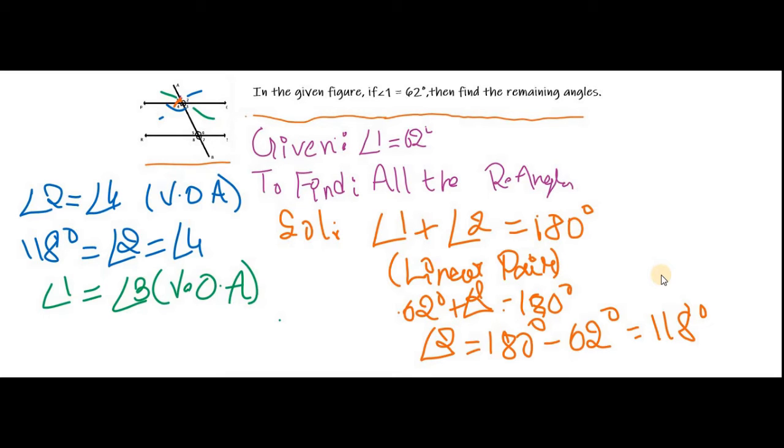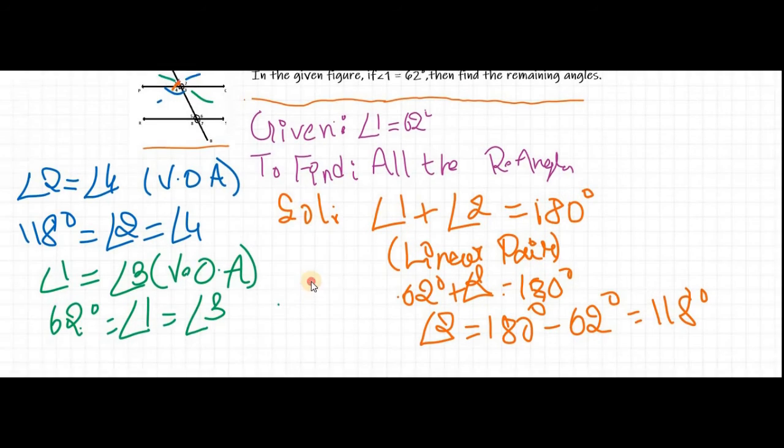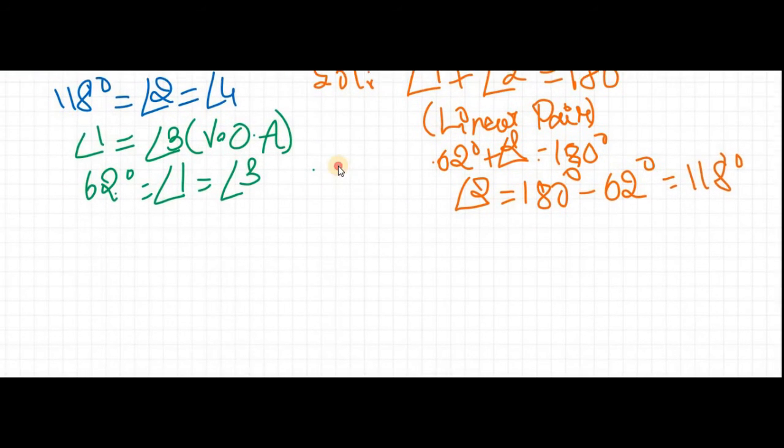So you might be understanding now that angles right opposite to each other are known as vertically opposite angles, as the name suggests. So angle 1 was already given to us as 62 degrees, and angle 1 is equal to angle 3. Let's scroll down now so that it would be easy for us to solve.